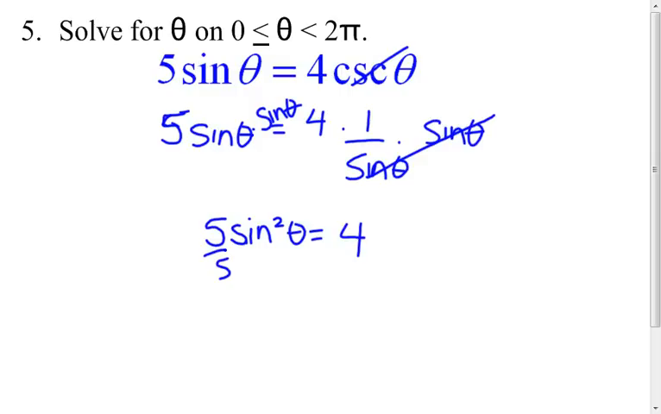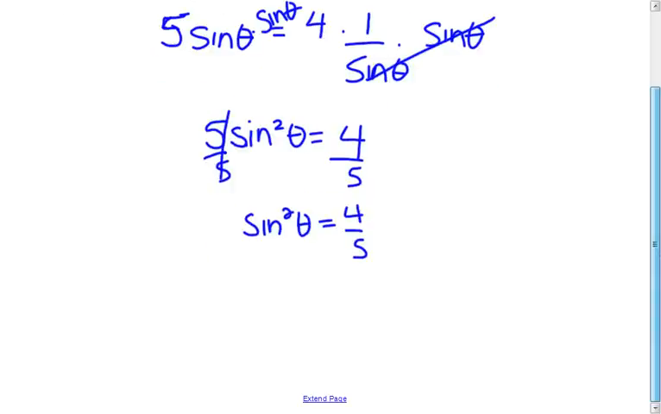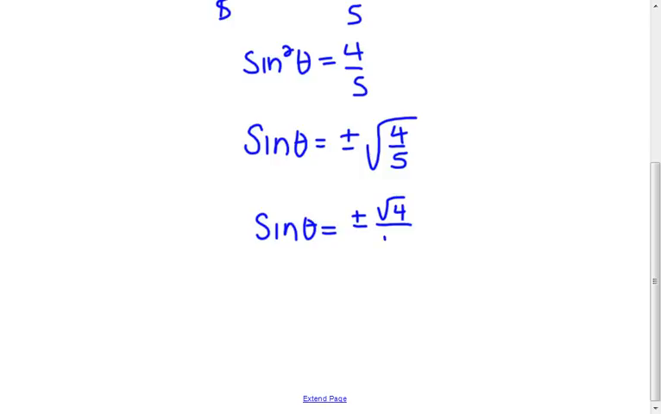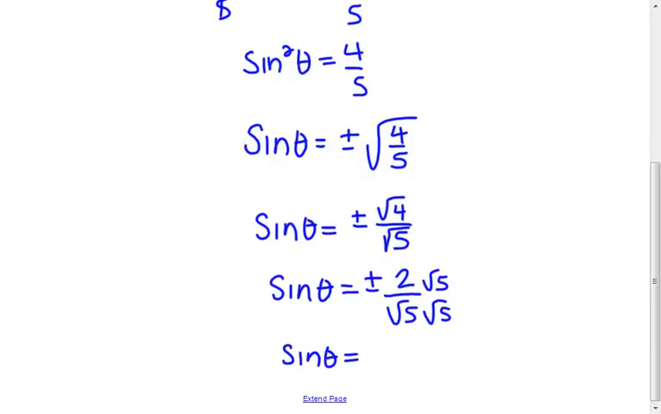Okay, divide by 5. So I have sine squared equals 4/5. And then of course I need to take the square root of that. And again, when you take the square root, don't forget to do plus or minus. When you take the square root of a fraction, it's like taking the square root of the numerator over the square root of the denominator. Obviously, the square root of 4 is 2. The square root of 5 is root 5. Can't leave a radical in the denominator. So you will have 2 root 5 over 5, plus or minus.